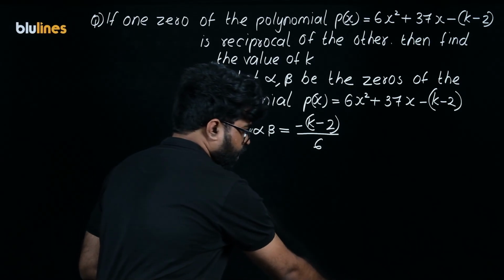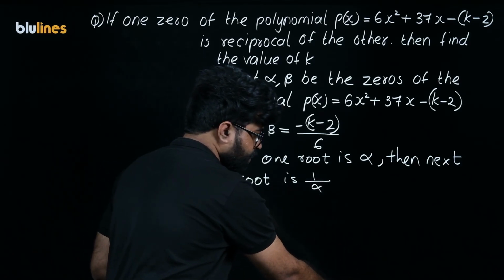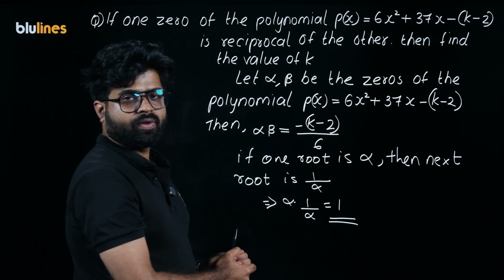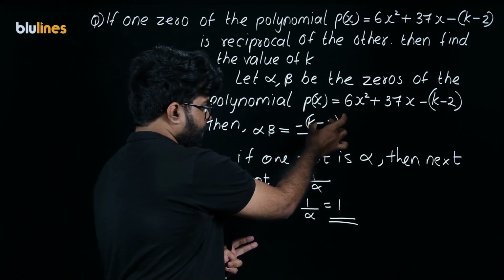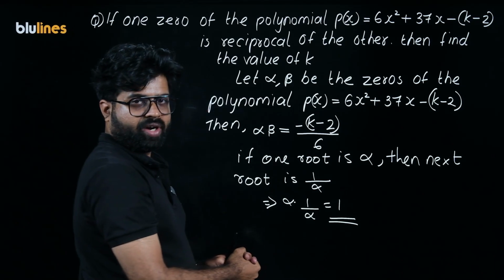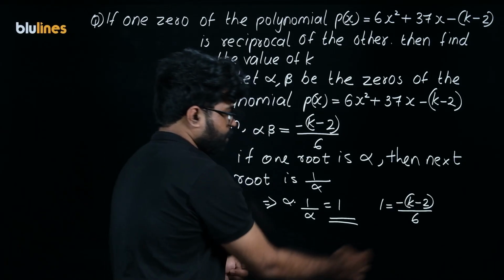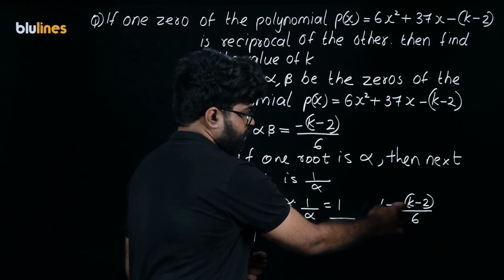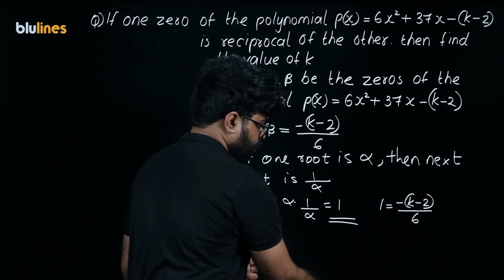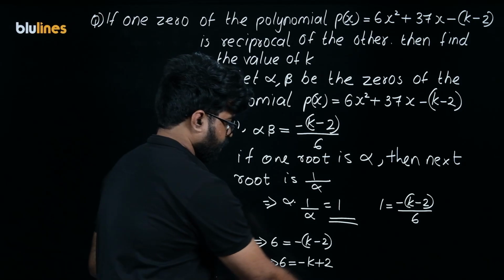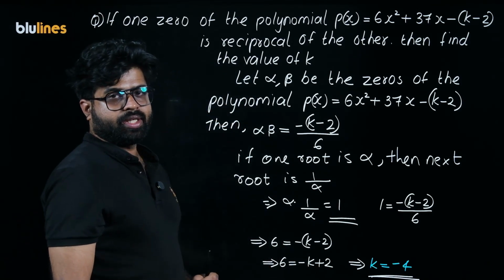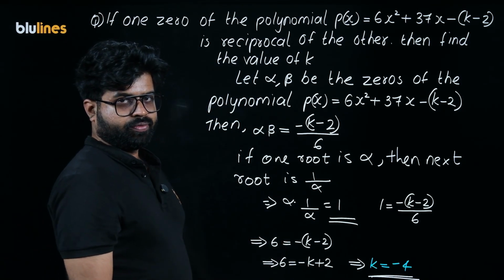We also know that if one root is alpha, then the other root is 1 over alpha, which implies alpha multiplied by 1 over alpha equals 1. So we have negative k minus 2 by 6, which is equal to 1. On substituting, we have 6 is equal to minus k minus 2. On simplification, k is equal to negative 4. So the value of k is negative 4.